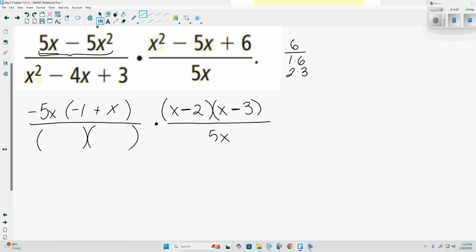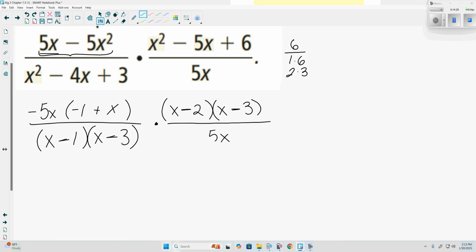Third term is positive, so the signs are the same and match the sign of the middle term. Negative and negative. Factors of x squared are x and x. Factors of 3 are 1 and 3. Really, there's no other way to write these. It's either x minus 3 times x minus 1 or x minus 1 times x minus 3.